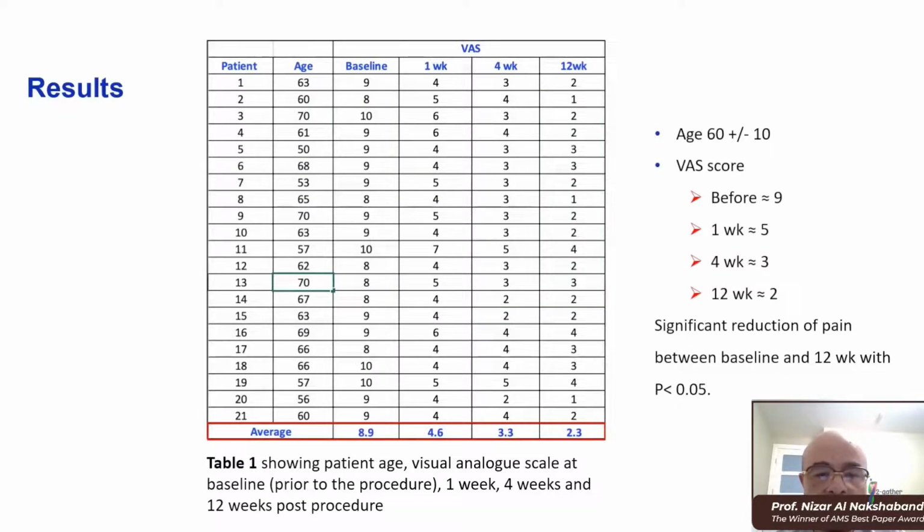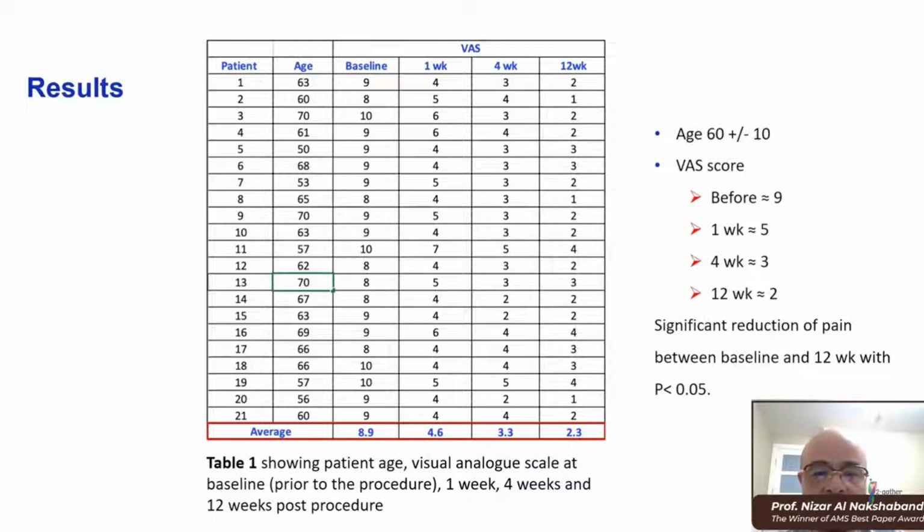These are the results. This is a busy table showing you the age, the number of the patients from 1 to 21, ages from 50 to 70, and that at baseline, most patients had a grade of 8, 9, or 10 out of 10 on the visual analog scale.